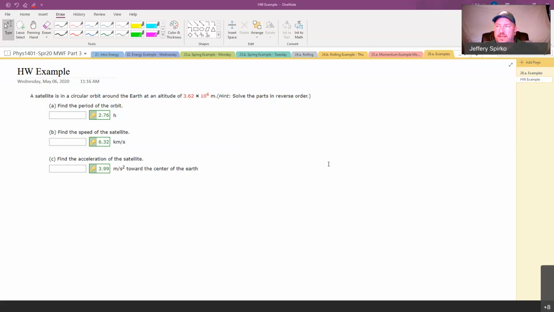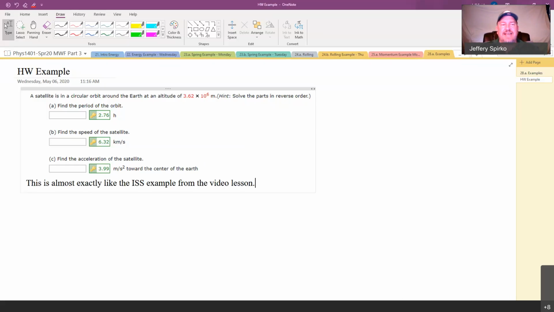All right, here is a requested homework explanation from the Orbits homework, and it's about a satellite in circular orbit. This is almost exactly like the International Space Station example from the video lesson.